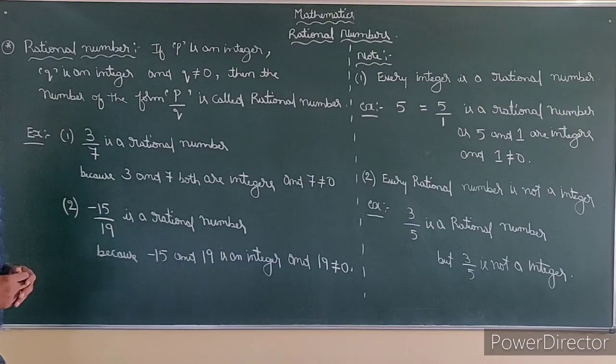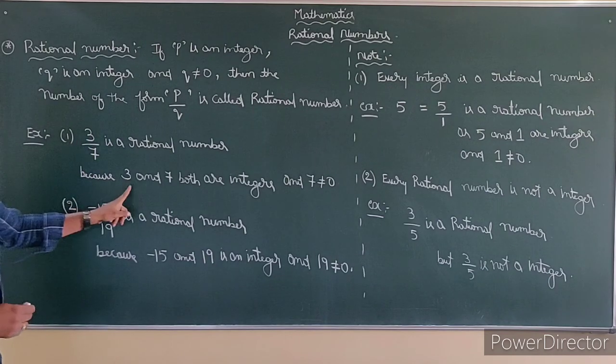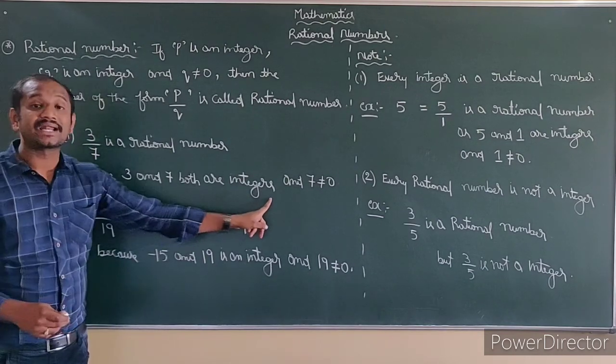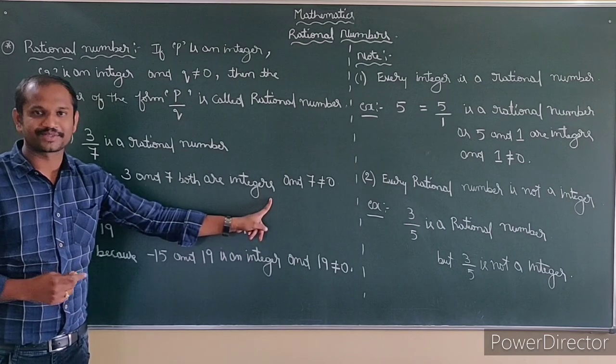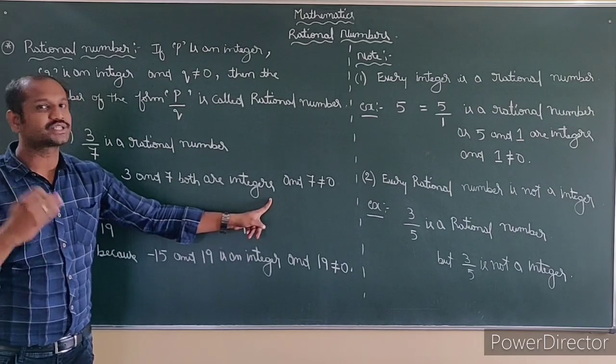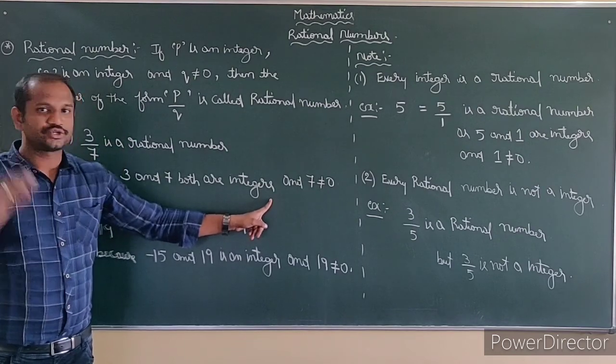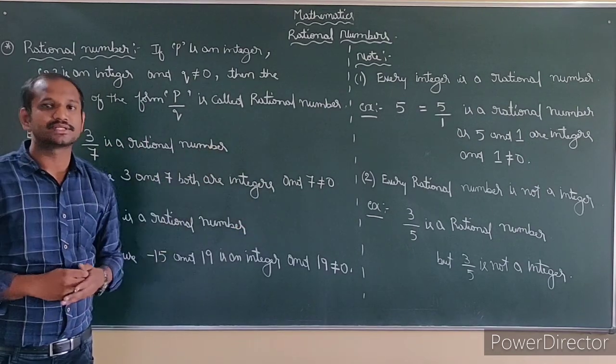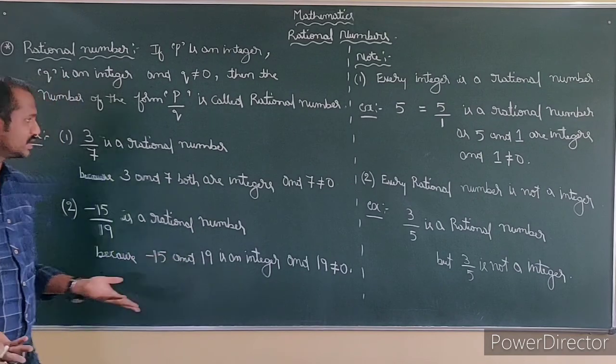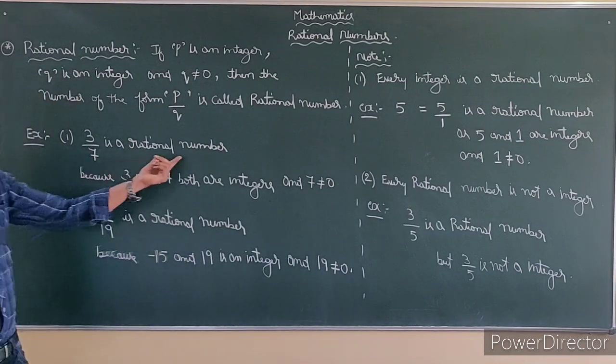How can it be a rational number? See, because 3 and 7 both are integers. Is it not? What type of integers? Both are positive integers. Integers, you already know: 0 will be in the middle, positive numbers towards your right side, negative numbers towards your left side. We all know that. So 3 by 7 is a rational number.